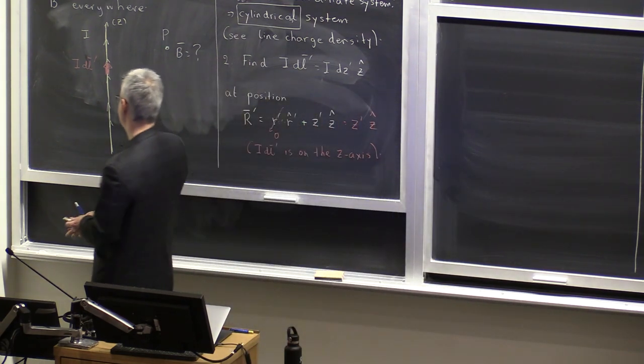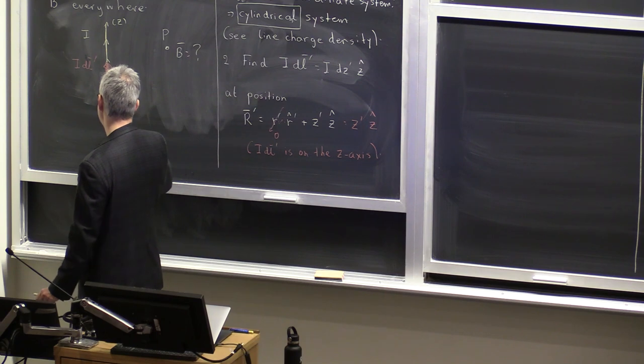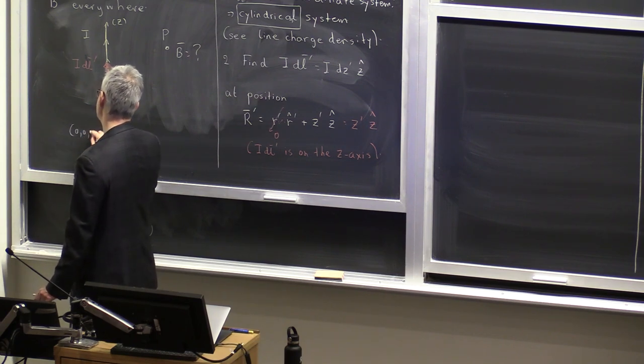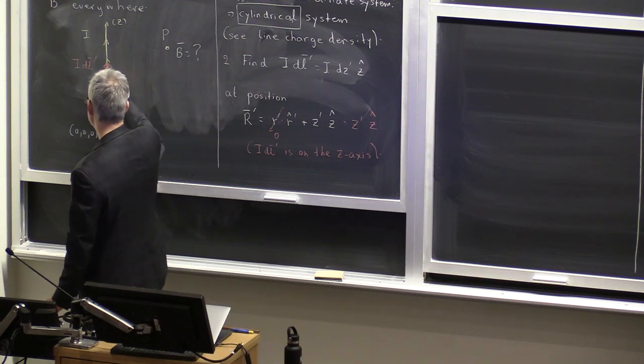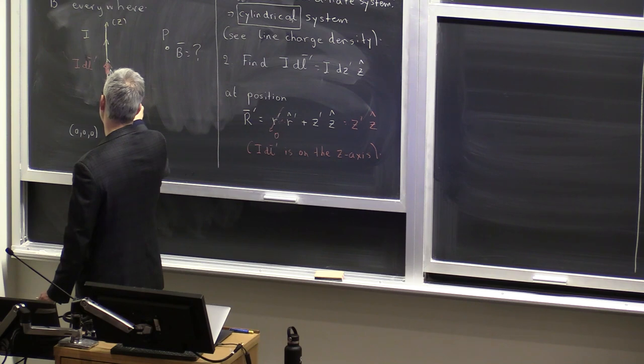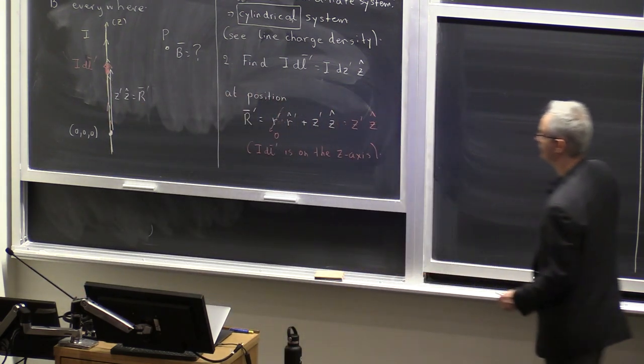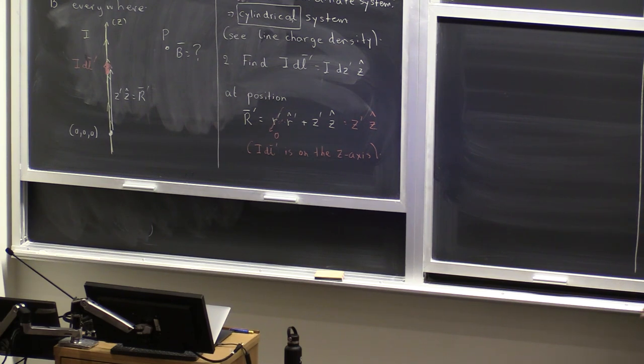You can imagine the coordinate system is somewhere here. The origin is somewhere here, the 0, 0, 0. So the position vector is this vector. It has to be aligned with the z-axis. OK, so this is it.